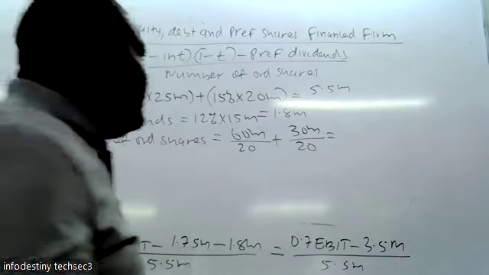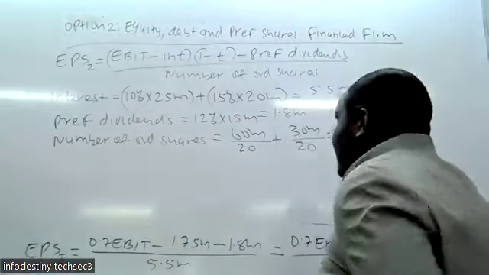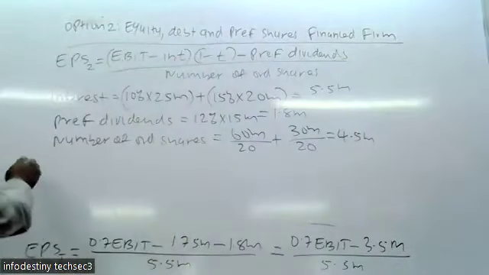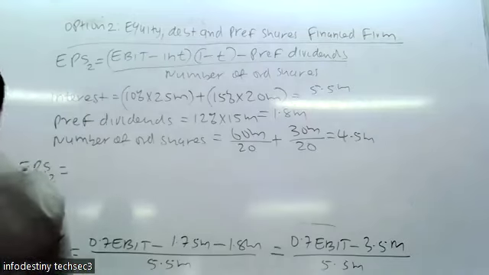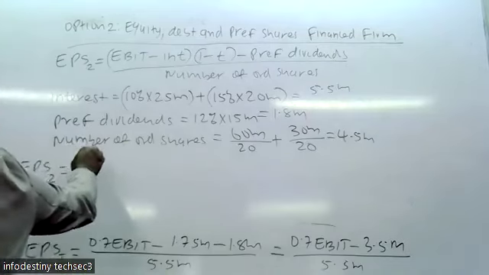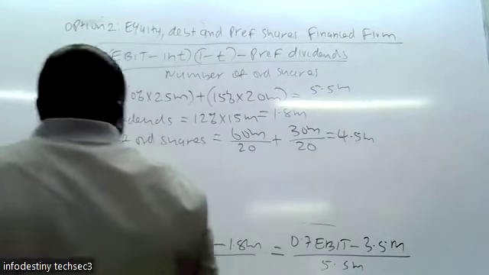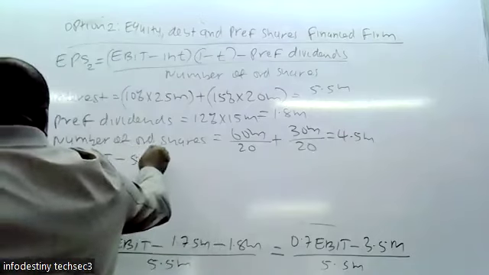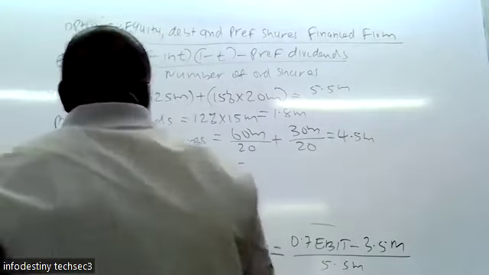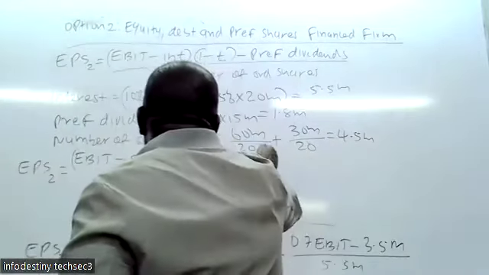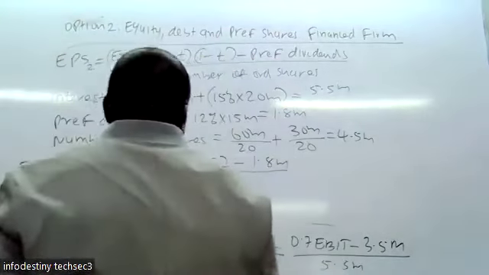Sorry? We get 4.5. So now you go back to the equation. So earning per share for option 2 is equal to earnings before interest and tax, subtract interest, which is 5.5 billions, then 1 minus 0.3. So preference dividend is 1.8 millions. Then we divide by 4.5.